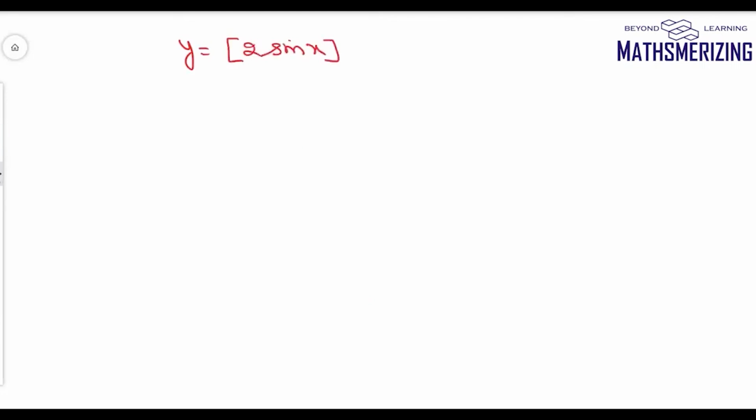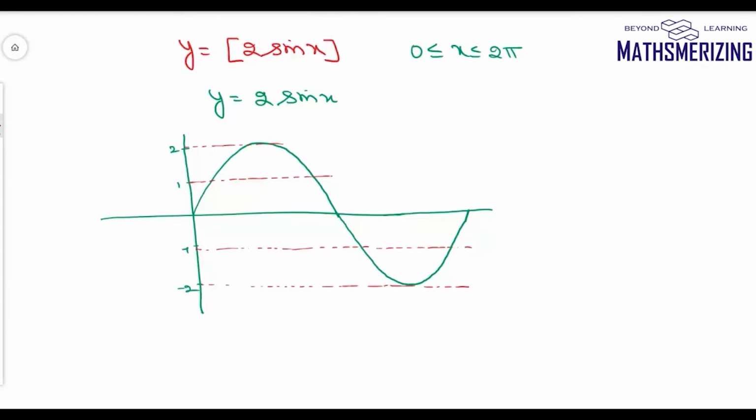Now here again my basic function is y equals 2 sin x, and I'll draw this graph between x equals 0 and x equals 2 pi. So I'll draw the graph of 2 sin x. And I'll draw horizontal lines at integral values of y. I'll mark their points of intersection. So this is 0, pi and 2 pi. Now this is pi by 2 and this is 3 pi by 2.